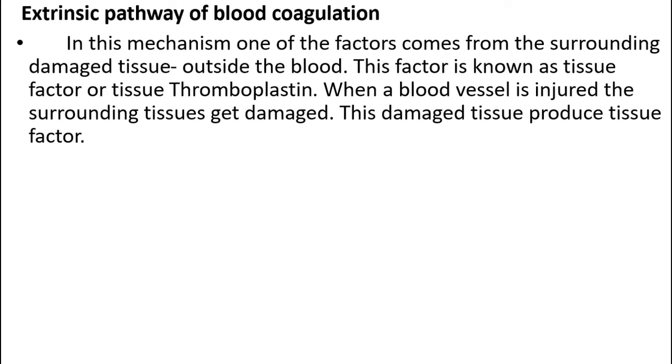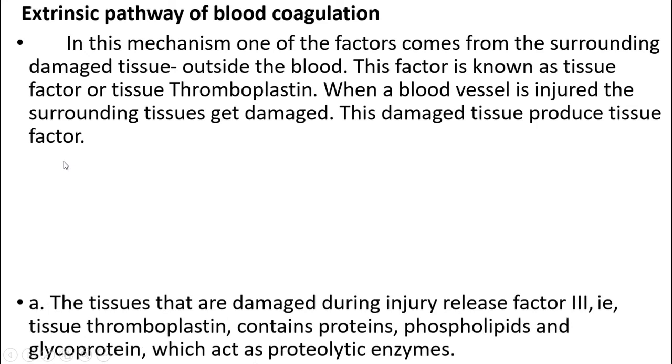Second is the extrinsic pathway of blood coagulation. This mechanism comes from one of the factors outside the damaged tissue, that is, outside the blood. This factor is also known as tissue factor or tissue thromboplastin. When a blood vessel is injured, the surrounding tissues get damaged. This damaged tissue produces the tissue factor.